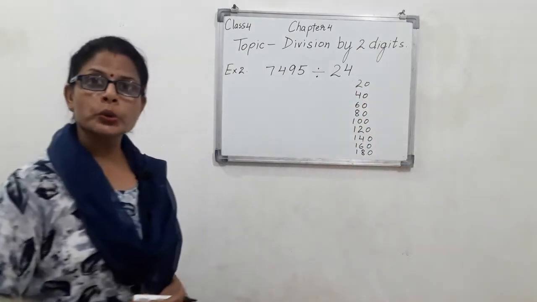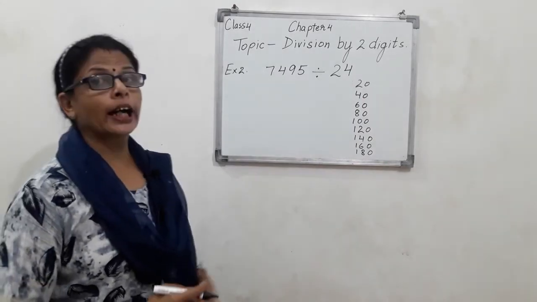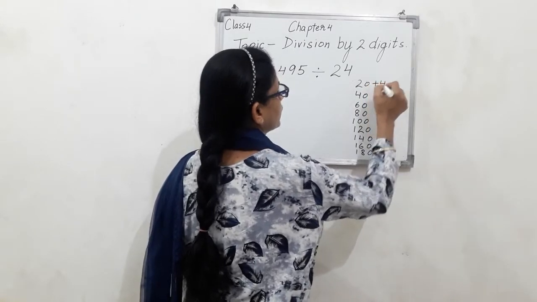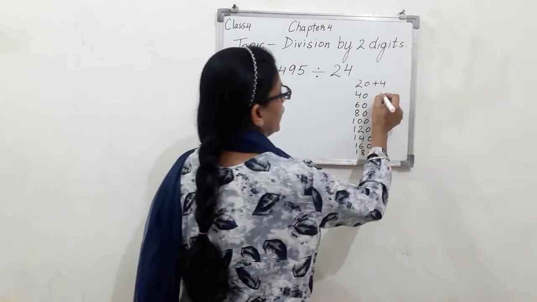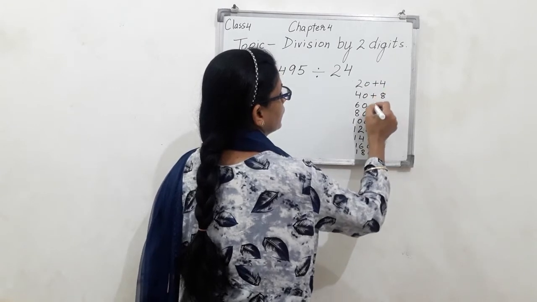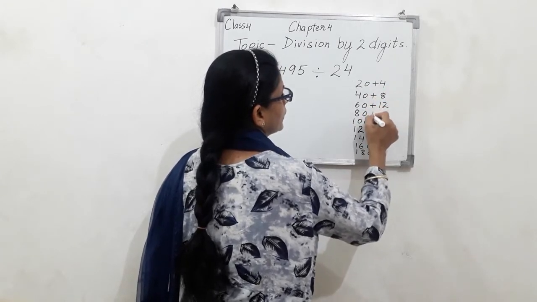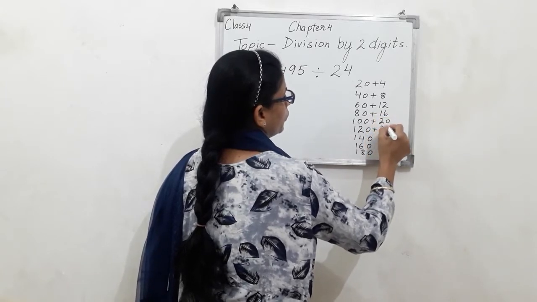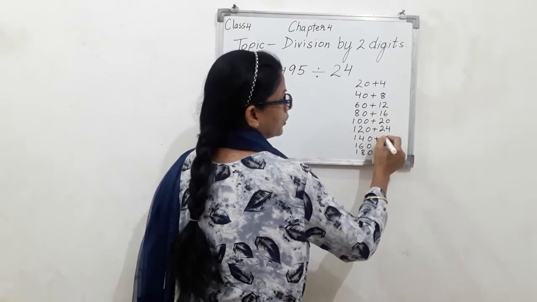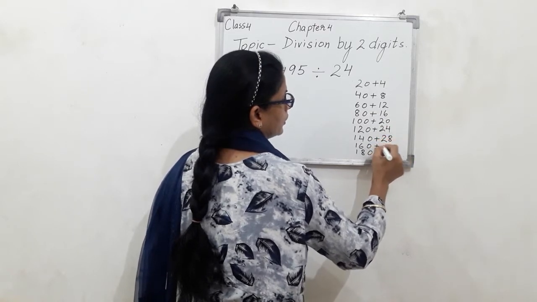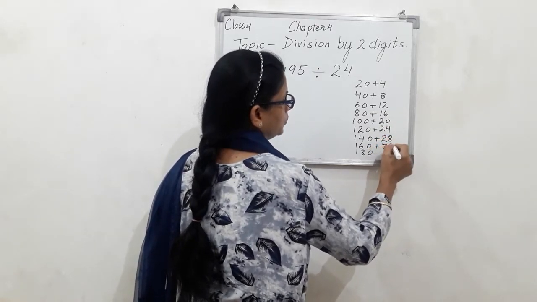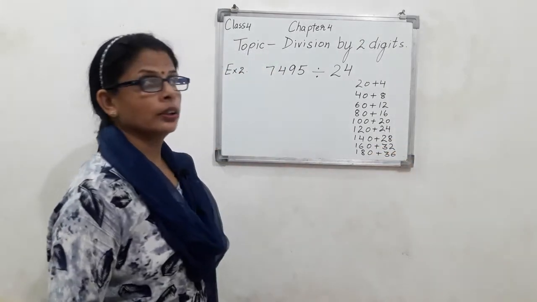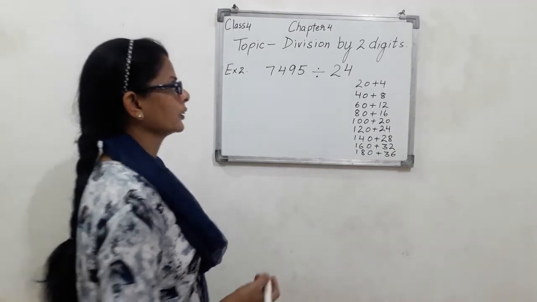It becomes the 20 table. Now we add the 4 table to it. All of you know the 4 table: 4, 8, 12, 16, 20, 24, 28, then 32 and 36. This is the 4 table. If we add them, what do we get?